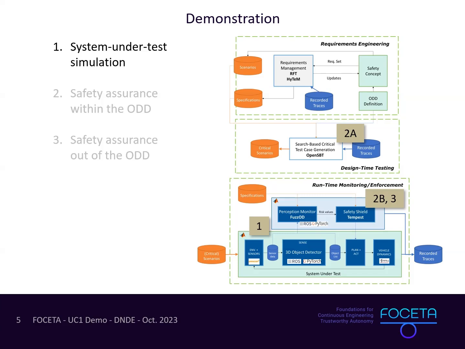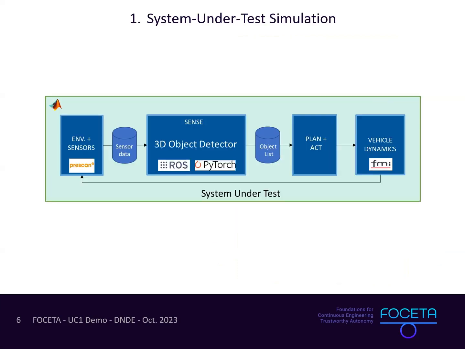First, the system under test simulation. In our use case, the system under test contains the environment and sensors, the eco vehicle's sensing, planning, and controlling functions, as well as a vehicle dynamics model. All of them are modeled and simulated in MATLAB Simulink in conjunction with other tools including Prescan, ROS, PyTorch, and Functional Mockup Interface (FMI).